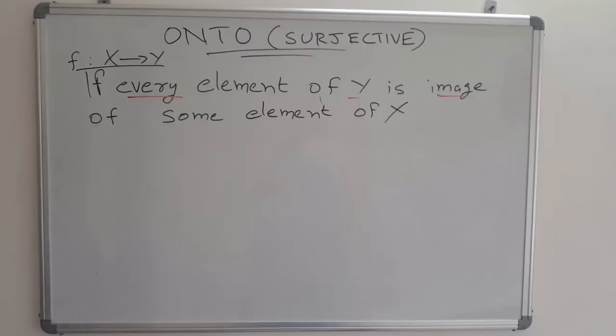Now let us discuss what is an onto or surjective function. If this function is from set x to set y, this is the definition. If every element of y, or the second set, is an image of some element of x, then it is called an onto function. Here every element of the second set must be part of the function, must be an image. Or in other words, the codomain of this function must be the range of this function. We'll see some examples.